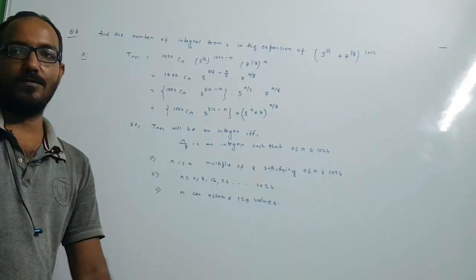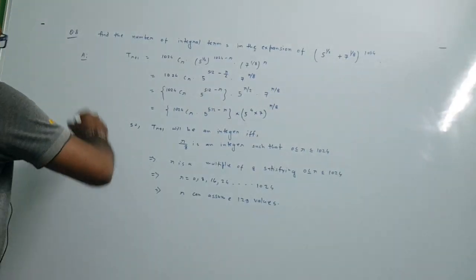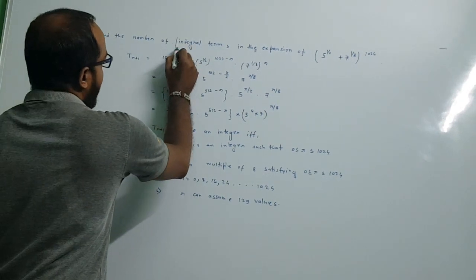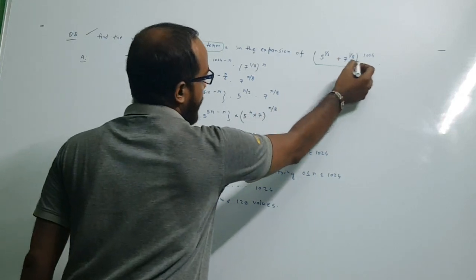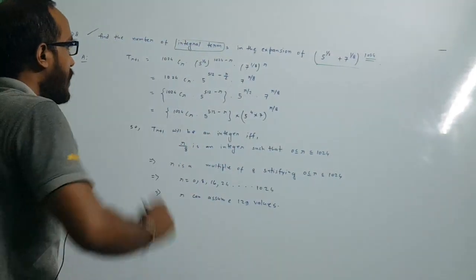See, another type of problem. So let us see another problem. Find the number of integral terms in the expansion of (5 to the power 1 by 2 plus 7 to the power 1 by 8) to the power 1024.